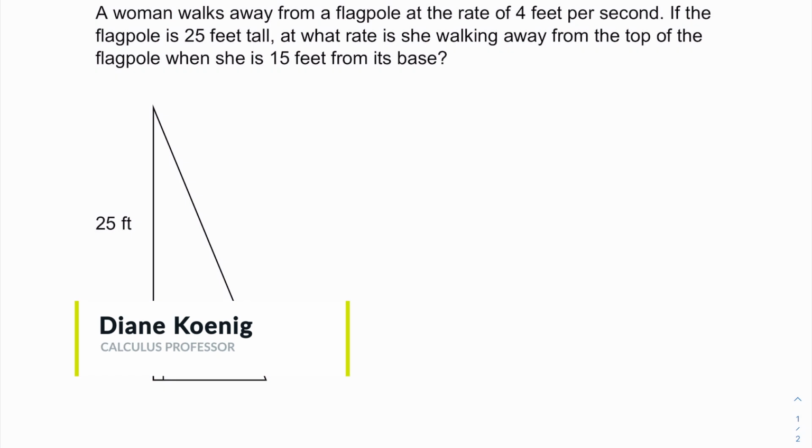Welcome. In this video, we're going to look at an example of a related rate question. Here, a woman walks away from a flagpole at the rate of 4 feet per second. If the flagpole is 25 feet tall, at what rate is she walking away from the top of the flagpole when she is 15 feet from its base?